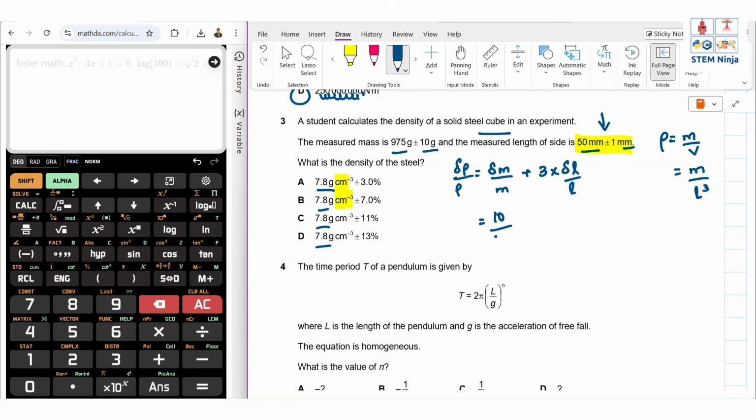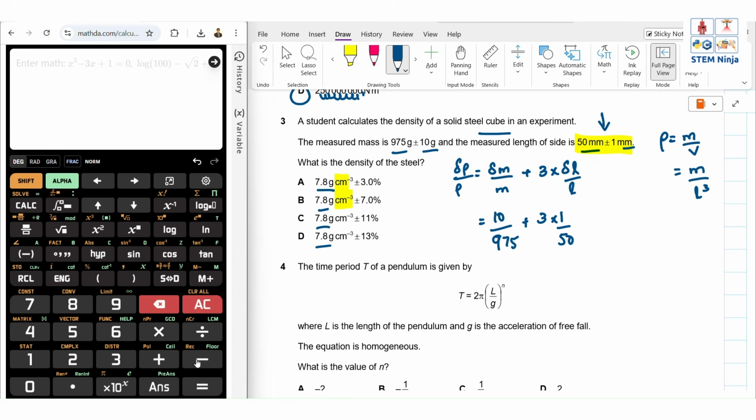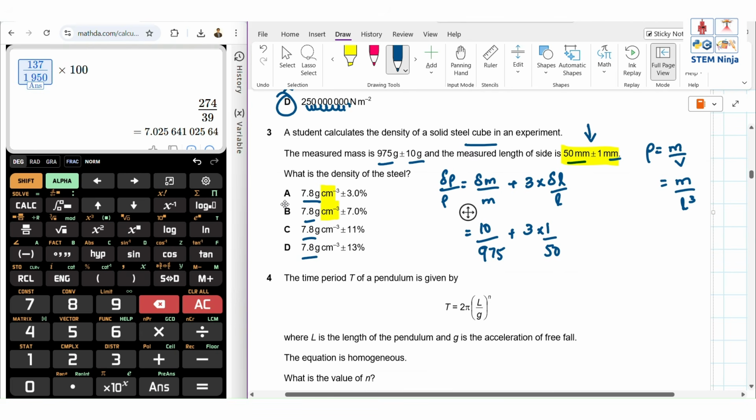So 10 gram over 975 plus 3 times 1 over 50, and then we will multiply this all by 100 to find the percentage. So 10 divided by 975 plus 3 divided by 50, then times by 100. This is 7.025. This is going to be B.